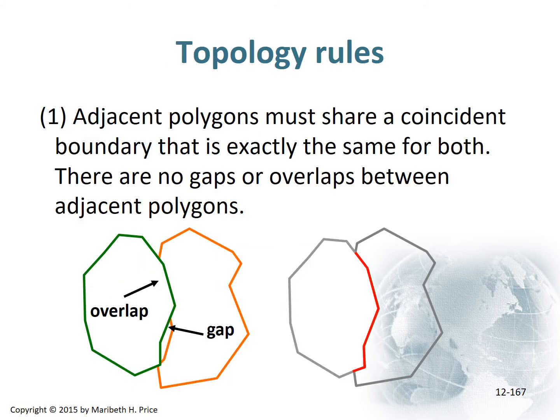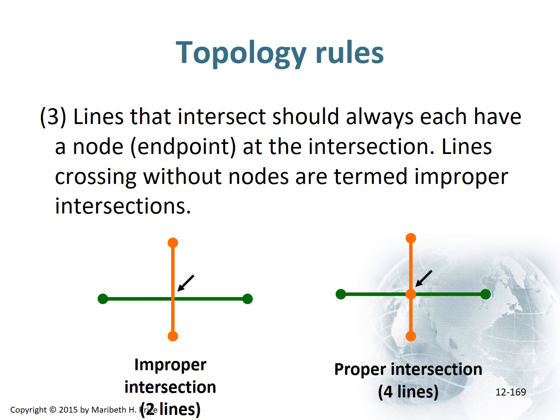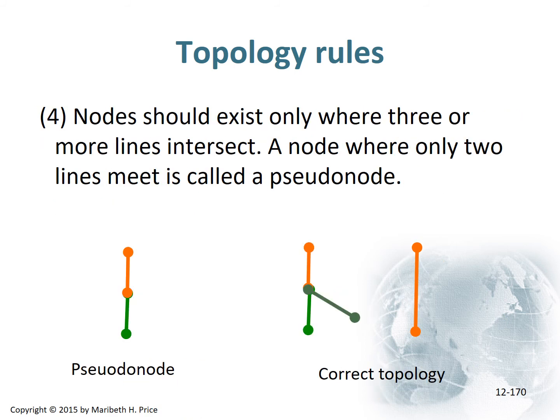Topology rules are things like adjacent polygons must share a coincident boundary that is exactly the same for both. There are no gaps or overlaps between adjacent polygons. That would be a topology rule for polygons. This would be a topology rule example for lines. This would be one for intersections. This would be one for nodes.